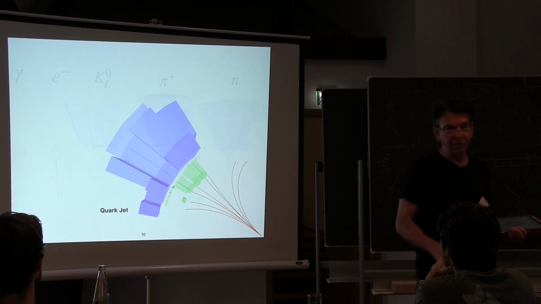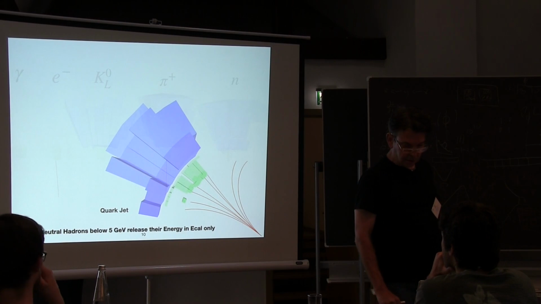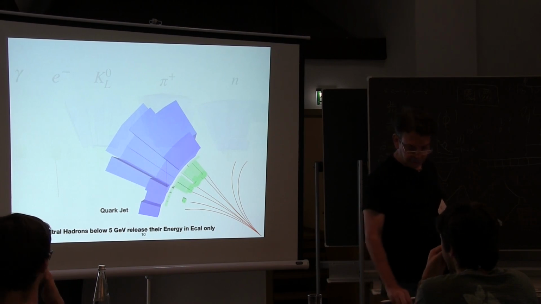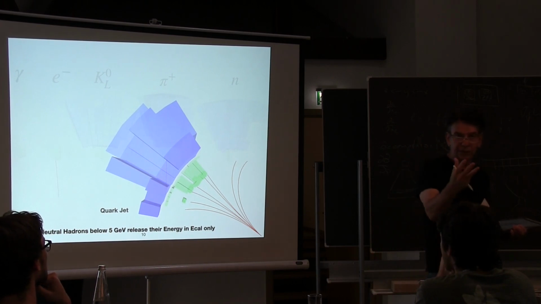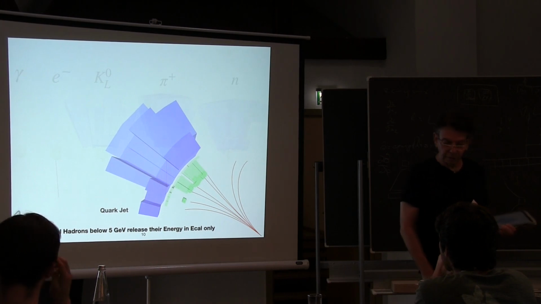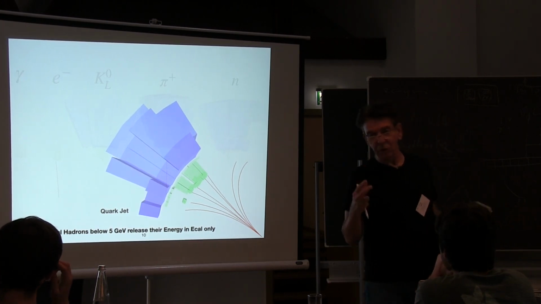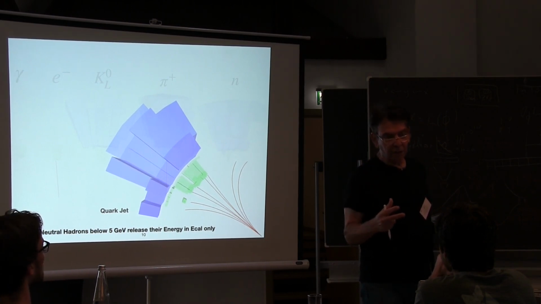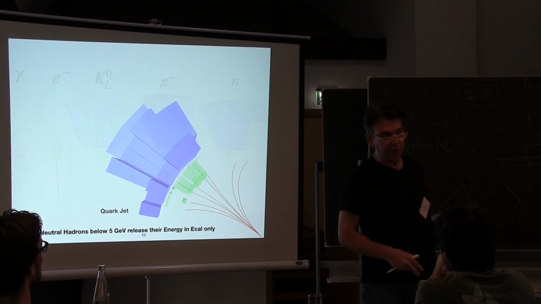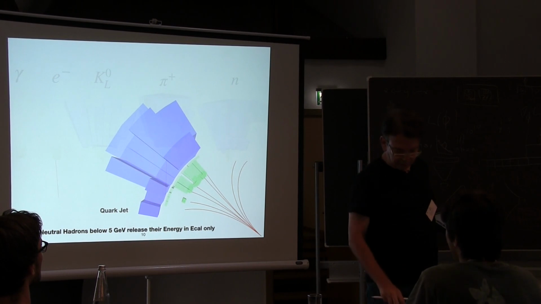This is the dream of the physicist. The dream of the physicist is to look at these things and the traces in a detector and tell you what is going on there. And more than that, it's even more complicated because low energetic hadrons will not get to the hadronic calorimeter. They will exhaust their energy already in the electromagnetic calorimeter.